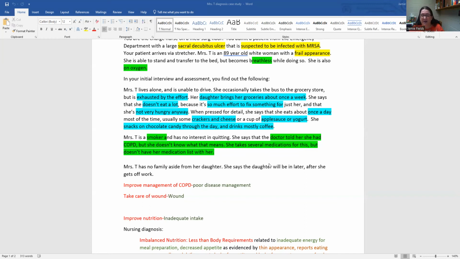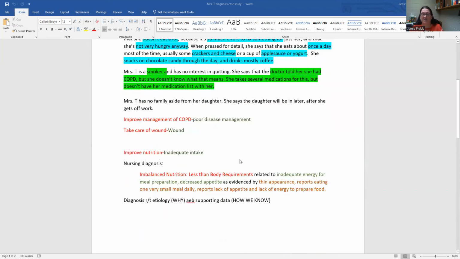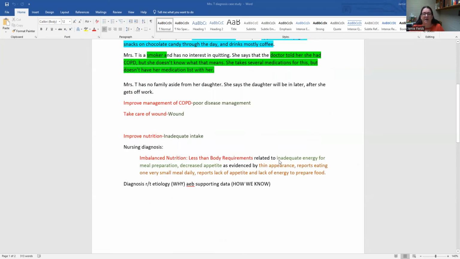She doesn't have a lot of appetite. Okay, so inadequate energy for meal preparation, decreased appetite. That's our etiology. So imbalanced nutrition, less than body requirements, related to inadequate energy for meal preparation and decreased appetite, as evidenced by... here is how do we know? How do we know she's not getting enough to eat?